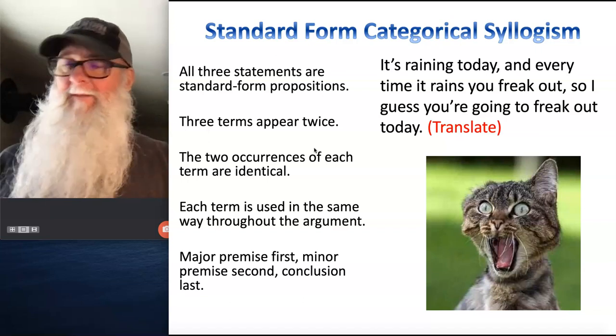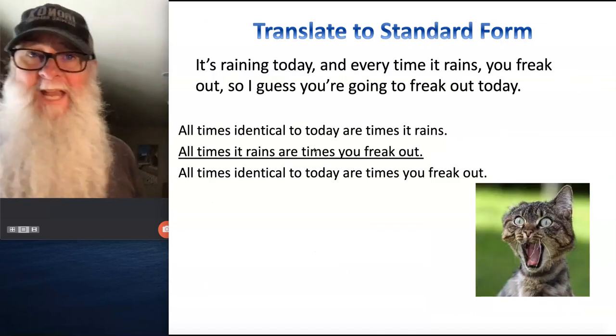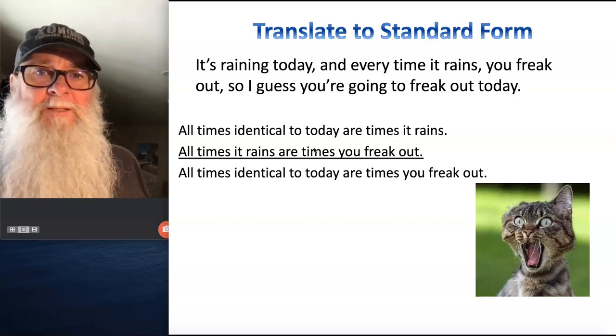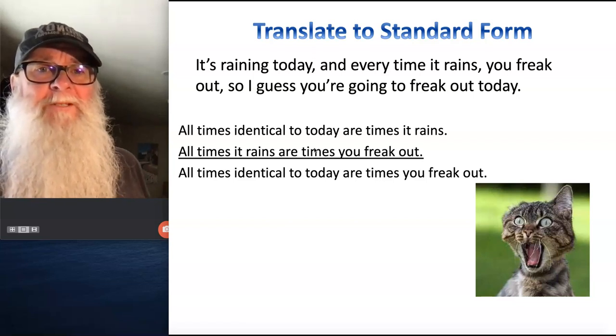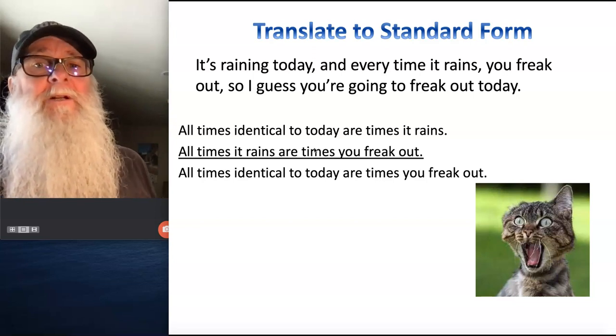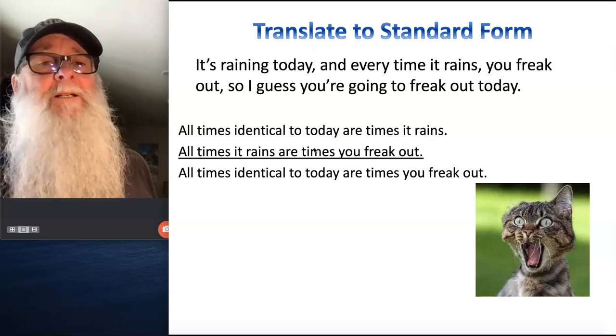All right, let's check your work, or check my work. This is what I came up with as my translation. All times identical to today are times it rains. All times it rains are times you freak out. All times identical to today are times you freak out.